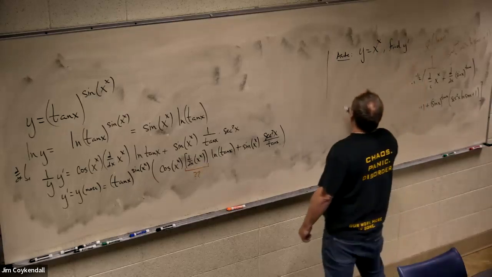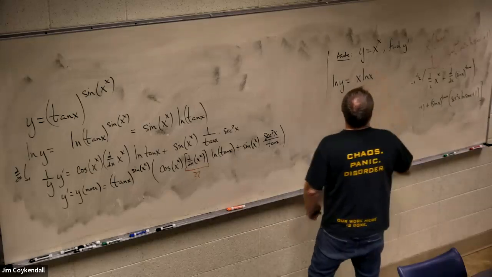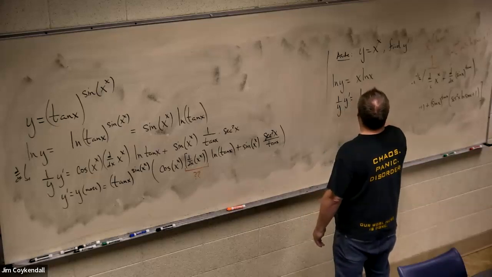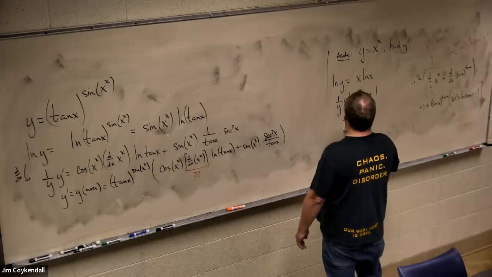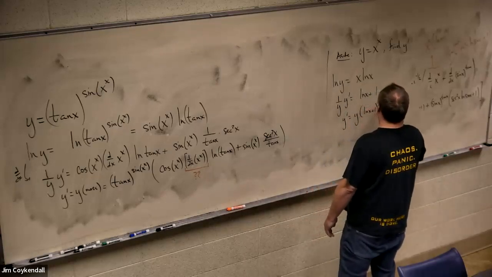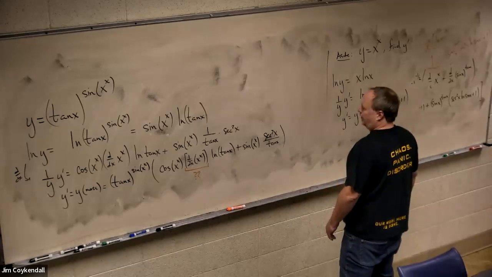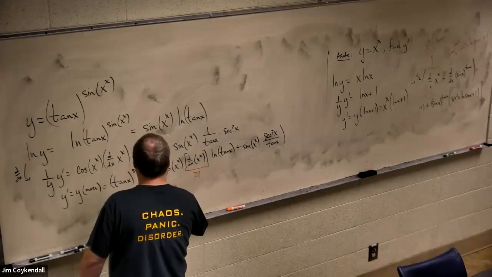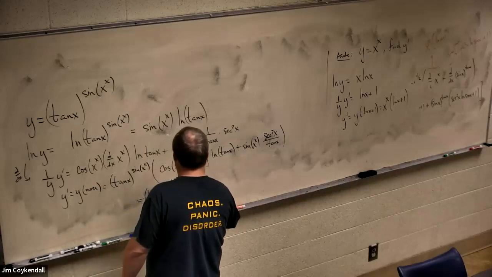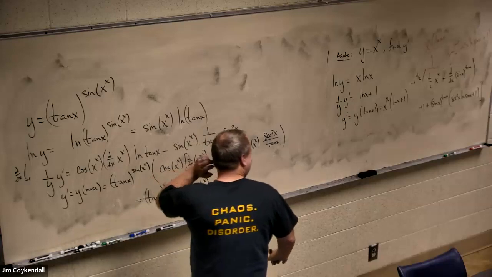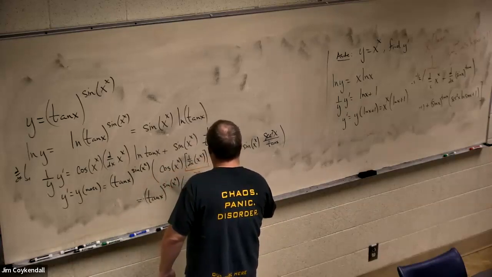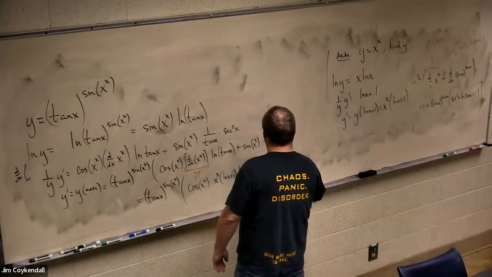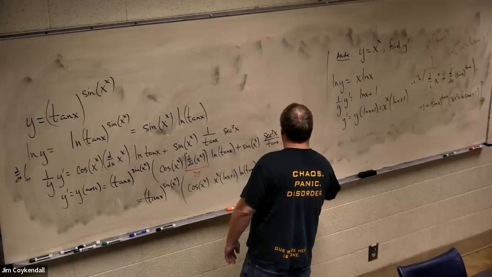Find y prime if log y is x log x. Let's slow down. 1 over y times y prime is log x plus x times 1 over x, so y prime is y times log x plus 1, which is x to the x. So, what I get for my final is tangent x, sine x to the x power, times cosine x to the x, times x to the x, log x plus 1, times log tangent x, plus sine x to the x, secant squared x, and x.